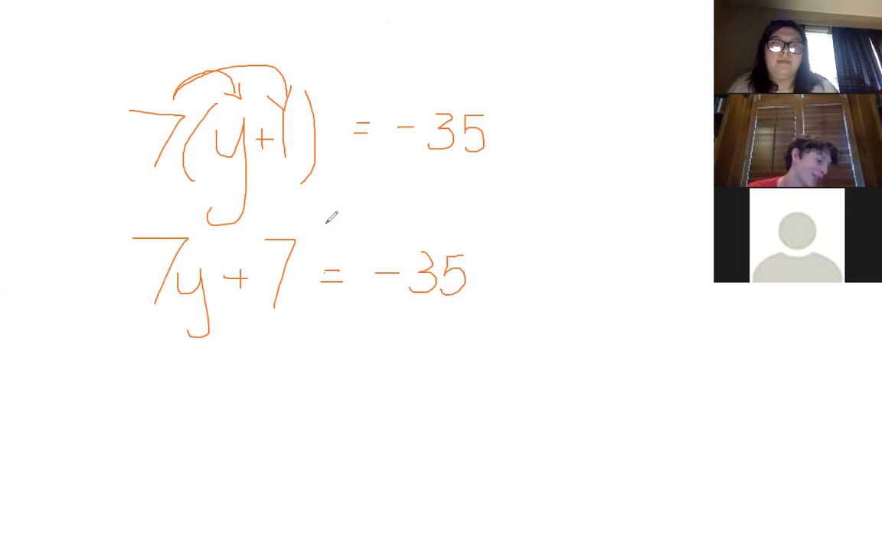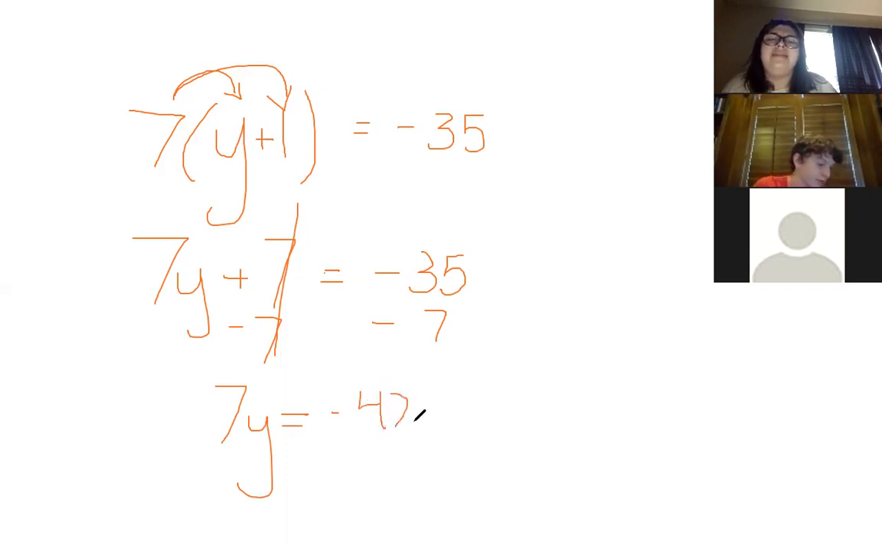Minus 7. Yep, minus 7 on both sides. And Jack, when you minus 7 on both sides, what do you get on the left side of the equation? 0. Well, that cancels, but what's left? 7y. Good. And then what's on the right side of the equation? Negative 42. Negative 42.